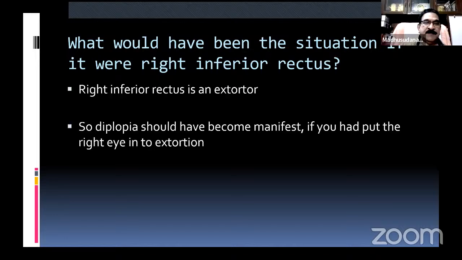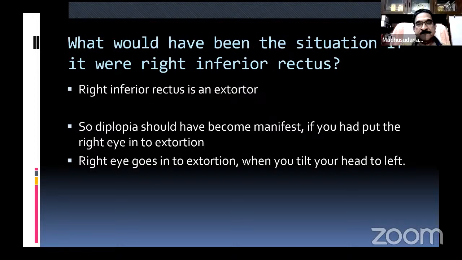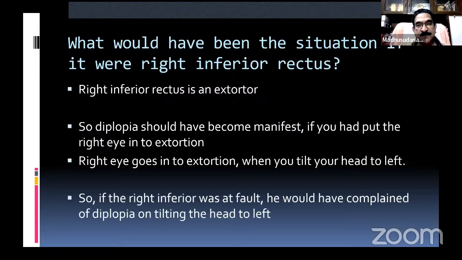So if the inferior rectus is the culprit, diplopia should have become manifest if you had put the eye into extorsion, because the right eye goes into extorsion when you tilt the head to the left side. Same thing which I told just now. So if the right inferior rectus were at fault, he would have complained of diplopia on tilting the head to the left side. Here he is complaining of diplopia on the right side. So the intorter is weak, that is, the superior oblique is weak, not the inferior rectus, because the inferior rectus is an extorter.